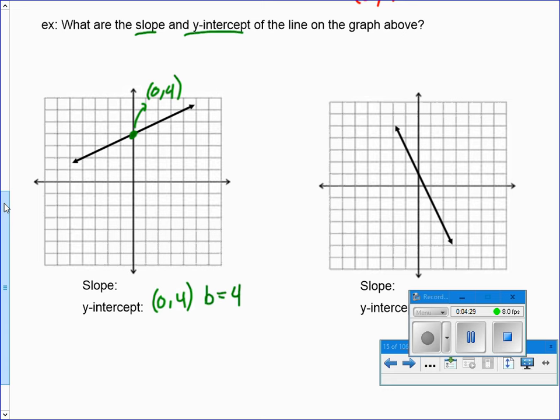To find the slope, what I have to do is locate another point on this line. I have (0, 4), and right here I have another point. If I want to see what that point is, I can count it out. It's 2 to the right, 1, 2, 3, 4, 5 up. First we're going to count the change in our y direction, so how far up or down we go. We go up 1, so that's a positive 1. Then we're going to go right 2, so that's a positive 2, which makes our slope positive 1/2.